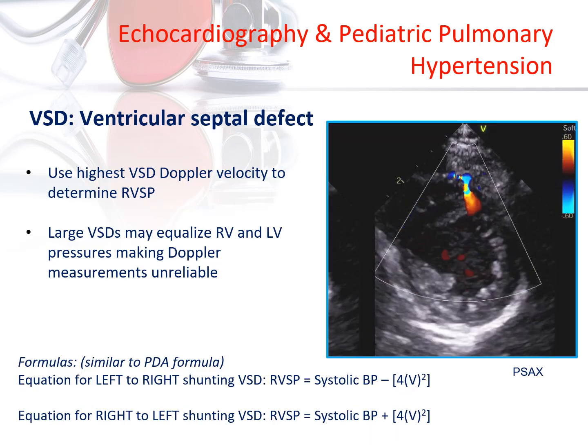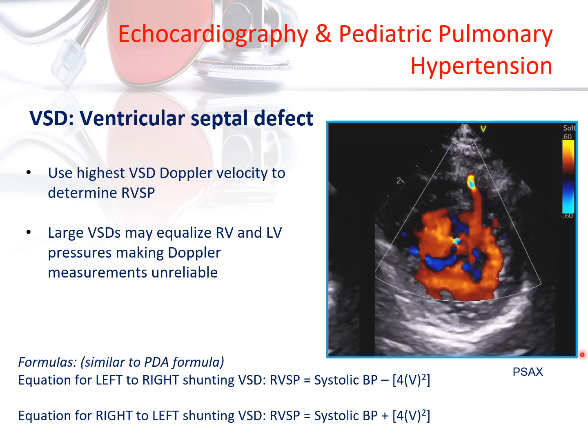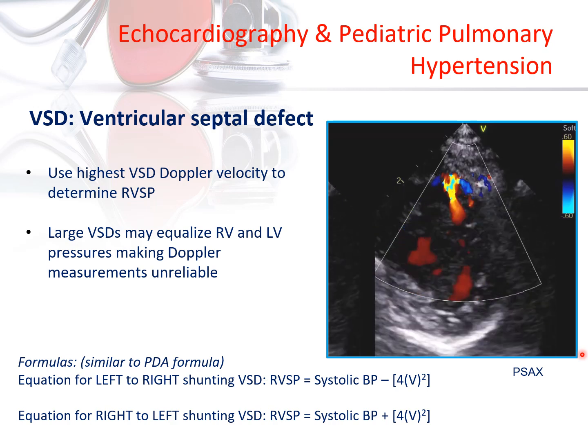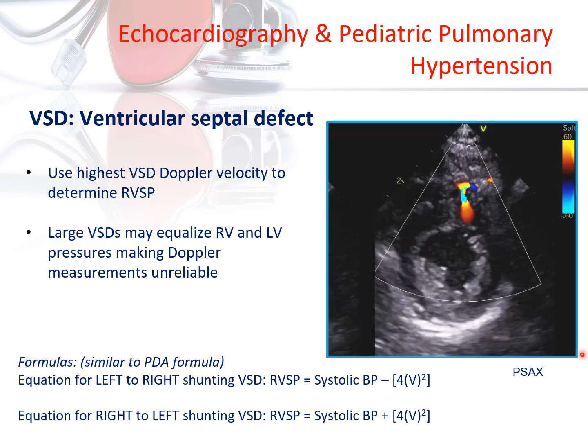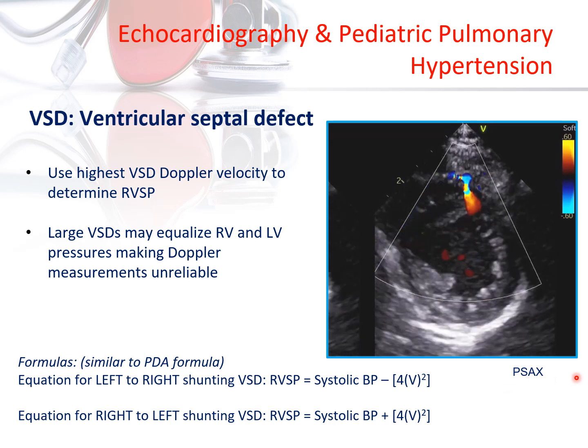All right, VSDs. Here you want to use the highest VSD Doppler velocity to determine RVSP. Large VSDs may equalize RV and LV pressures, making Doppler measurements unreliable. And here are some equations related to that.